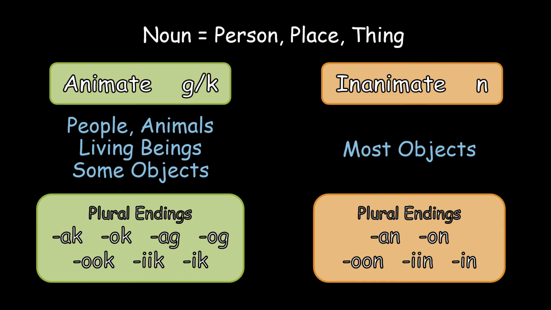Inanimate nouns will take on an N ending. We add a suffix that ends with an N preceded by a vowel. Most inanimate objects end with the AN suffix, un. Occasionally, some will end with on, in, or in. Let's take a look at some animate nouns.